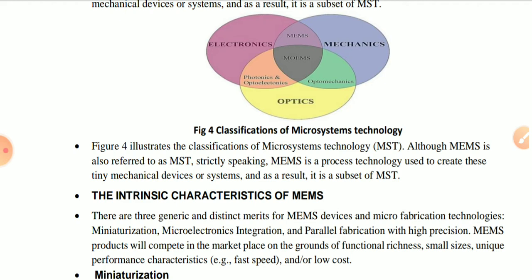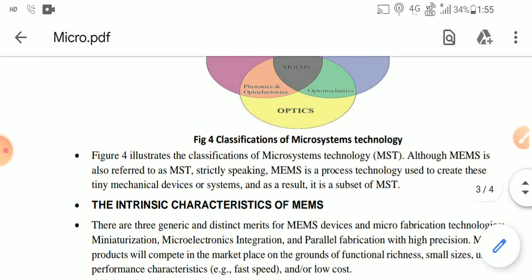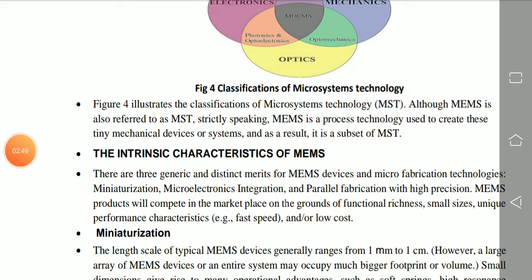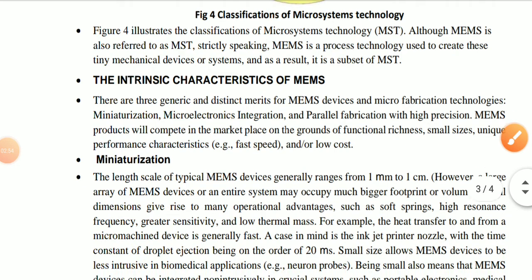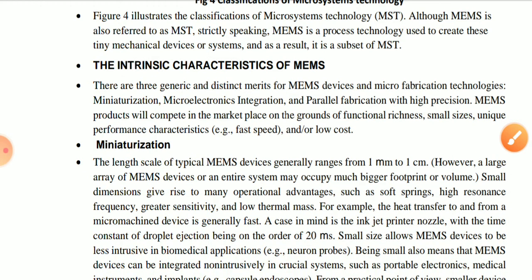Another is the intrinsic characteristics of MEMS. Generally it is categorized into three: one is miniaturization, second is microelectronics integration, and third is parallel fabrication. So I am going to first explain miniaturization. Miniaturization is about length. Generally MEMS devices range from 1 micrometer to 1 centimeter.